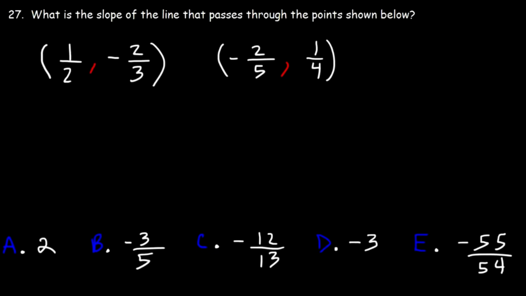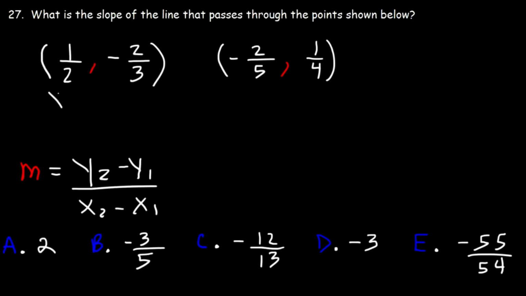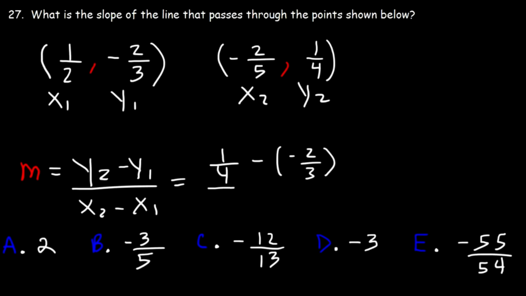27. What is the slope of the line that passes through the points shown below? To find the slope between 2 points, we need to use this equation. It's going to be y2 minus y1 divided by x2 minus x1. So the first point is x1, y1, and this is x2 and y2. So we can see that y2 is 1 over 4, and y1 is negative 2 over 3. x2 is negative 2 over 5, and x1 is 1/2.